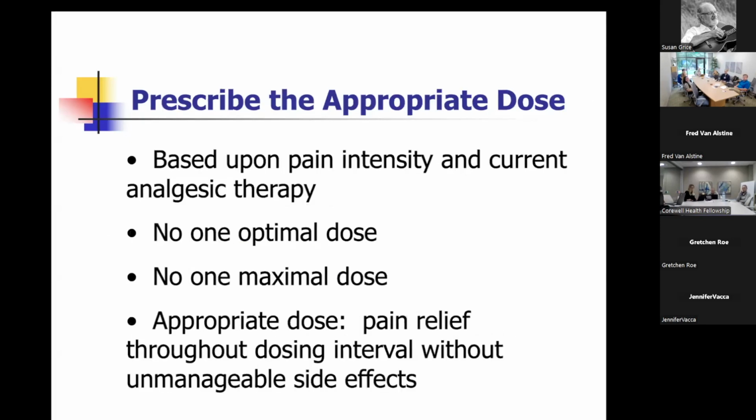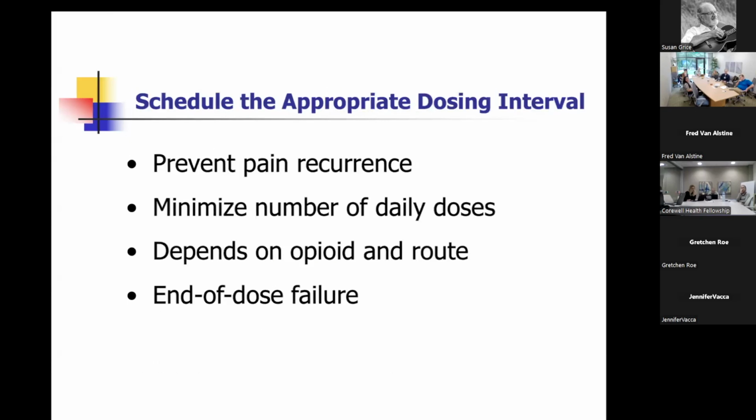Prescribe the appropriate dose. Again, that's based on pain intensity and current analgesic therapy. There is no one optimal dose. There is no one maximal dose, quite frankly. There are doses that people feel more or less comfortable with, but the appropriate dose is pain relief throughout the interval without unmanageable side effects. And so we can be very judicious about continuing to titrate opioids as long as we're managing the side effects okay.